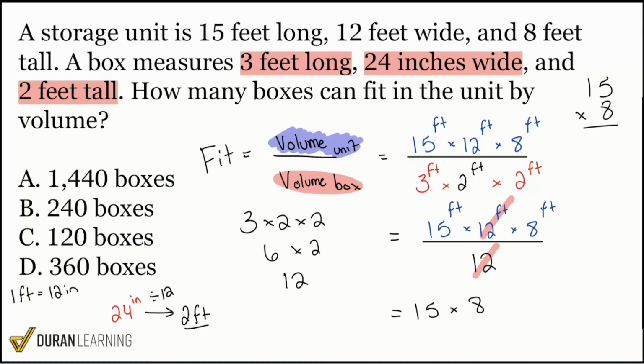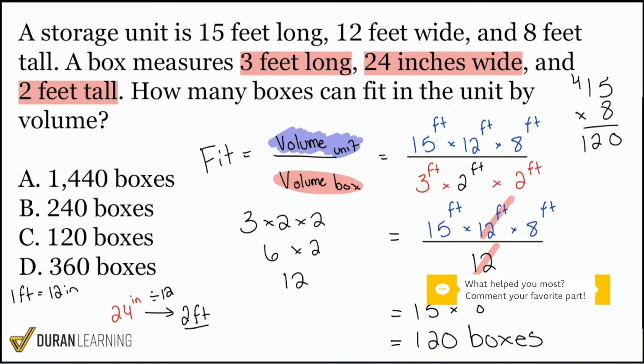which ends up being 120. 5 times 8 is 40, carry the 4. Then 1 times 8, 8 plus 4, and that gives you 12, which overall makes 120 boxes that are going to fit into the unit. And that's why the correct answer here, everyone, is answer choice C, 120 boxes.